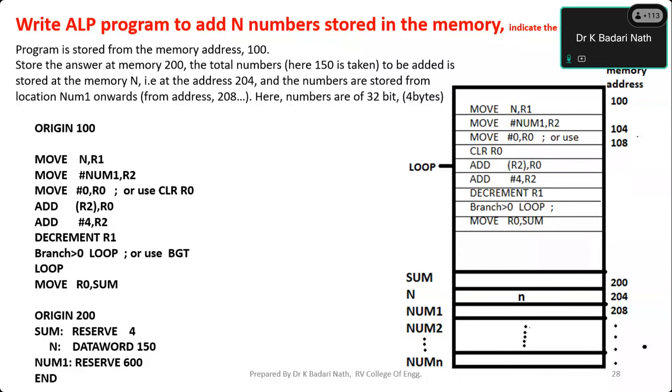We know that every word requires four addresses. That means I have to increment the pointer by four. So that is why I add four to R2. Now the pointer is incremented to the next word.